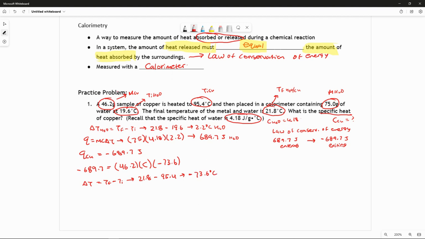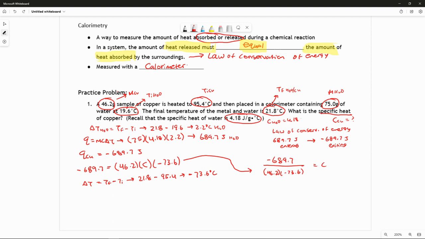The way we're going to solve for this is going to be like this. Let's draw that arrow a little better. We're going to do negative 689.7 divided by 46.2 times negative 73.6, which is going to give us our C value. All you've got to do is multiply this number with this number and divide using this number. You want to divide negative 689.7 by the answer you get by multiplying 46.2 and negative 73.6.